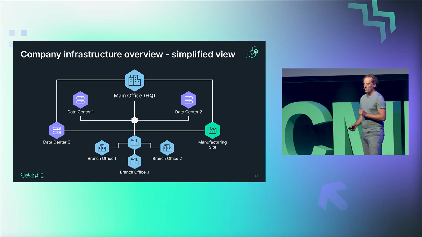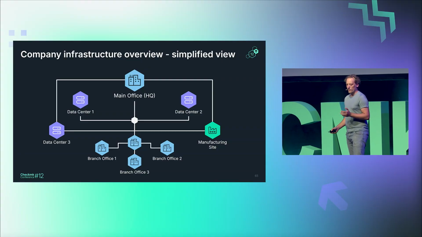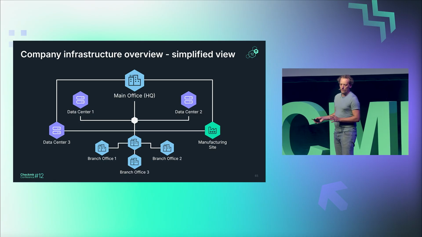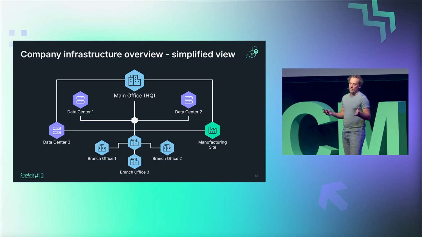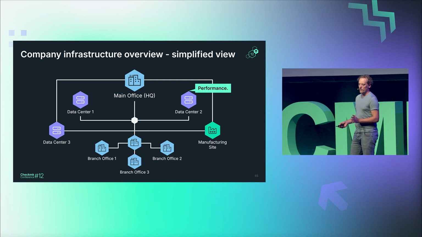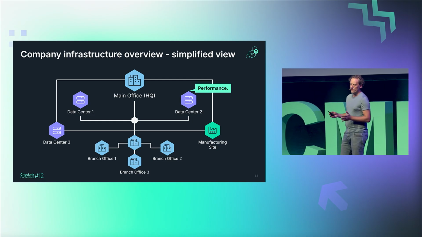OK, so let's see where we are. If you want to know the form that you're aiming at, then of course you need to clarify what the function is. So let's take a look at a company infrastructure. You have your main office, you have data centers, you may have something like a manufacturing site, and you may have lots of branch offices. And your requirements will differ.